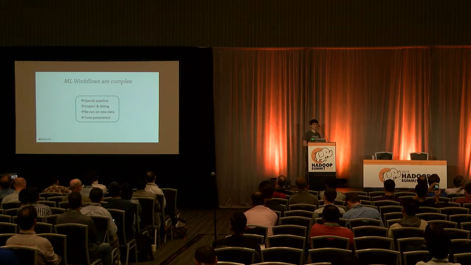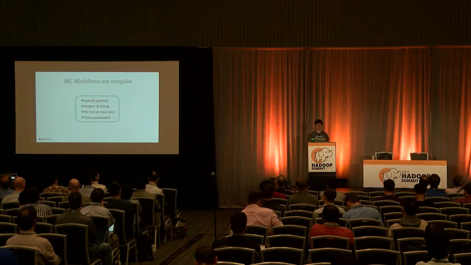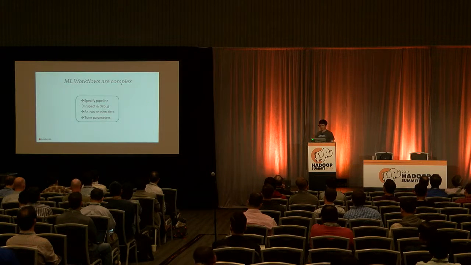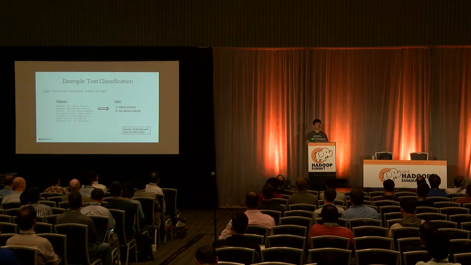And looking at that complex pipeline, you can see some of the difficulties are, say, specifying it in the first place, after you have it, inspecting it and debugging it if something goes wrong, rerunning it in exactly the same way on new data, and also tuning parameters. Each of these pipeline components might have multiple parameters, and tuning them based on your data set might improve speed, accuracy, and so on. So we're going to look at these and discuss ML pipelines using a simple example of text classification.